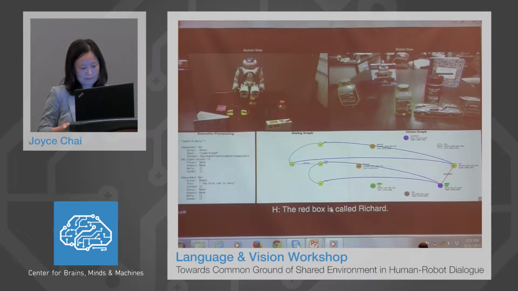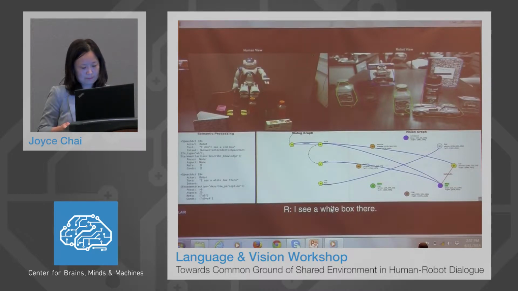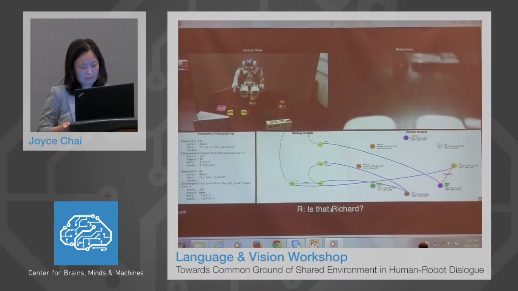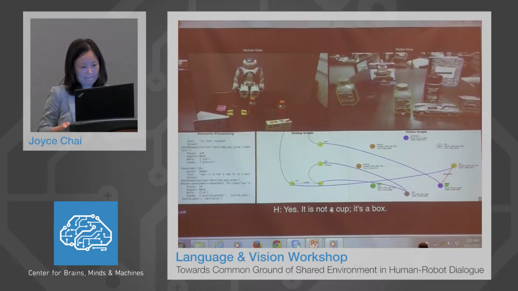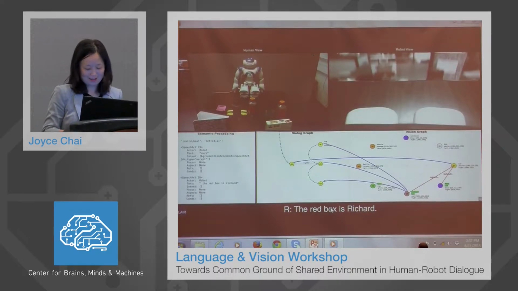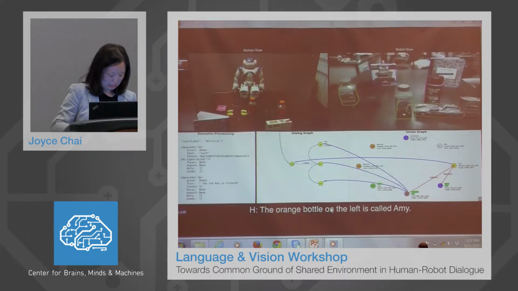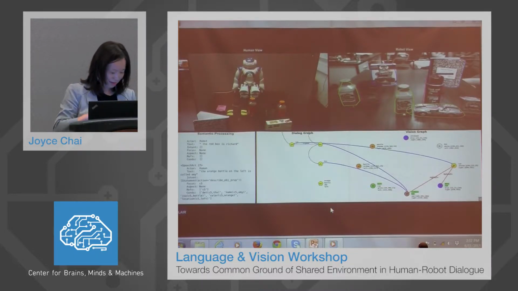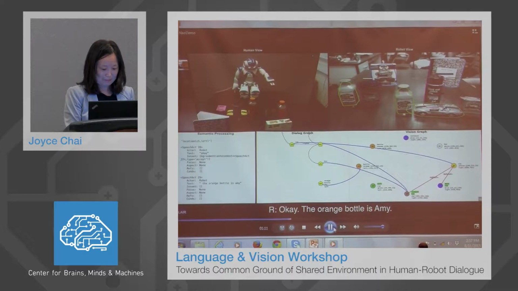The red box is called Richard. I don't see a red box. I see a white box there. Is that Richard? No, it's to the right of the car. I see a red cup there. Is that Richard? Yes, it is not a cup, it's a box. Sure. The red box. The orange bottle on the left is called Katie. Okay. The orange bottle is Amy.